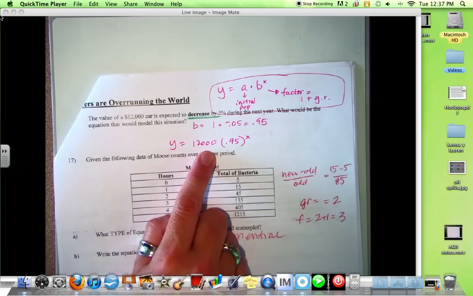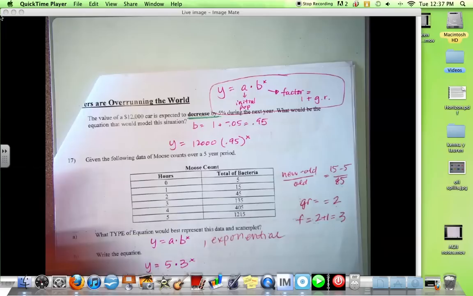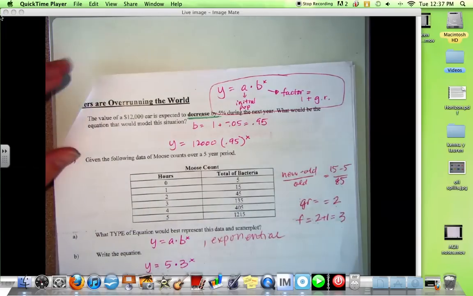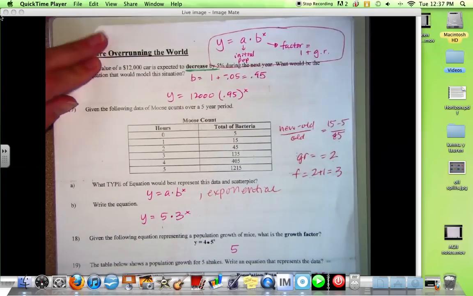When you're asked to write an equation, you leave the X and the Y alone, and you fill in the other values that you need. That's why you don't put like 1 for X. Right, because you're just asked to write an equation.